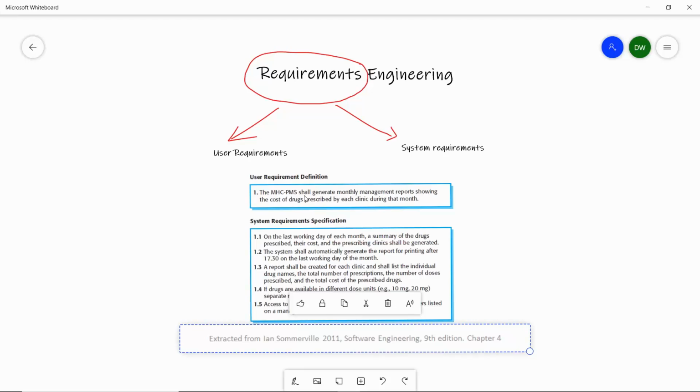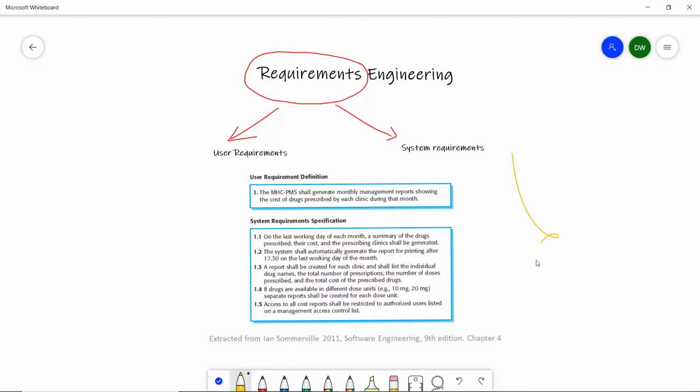So when you look at these two, you will see that user requirements are given in a manner which is easy to understand by the users or the customers. But in this second section, these requirements are given with some technical terms. This is like a contract between your client and you, right? So whether we have user requirements or system requirements, both of these fall under two categories. Those are functional requirements and non-functional requirements.